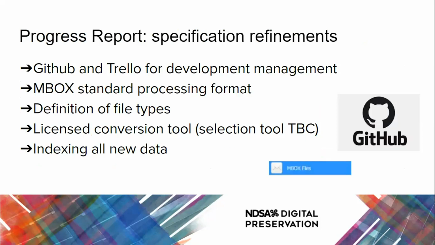Based upon the feedback we received, we made some revisions to ensure that the project remained within feasible scope. Examples of this include using GitHub and Trello to manage development, as it was what was used by the development team that created ePADD. Deciding that Mbox would remain the sole format for processing of collections carried out by ePADD, and that files would be converted at the beginning and the end of the workflow as required.